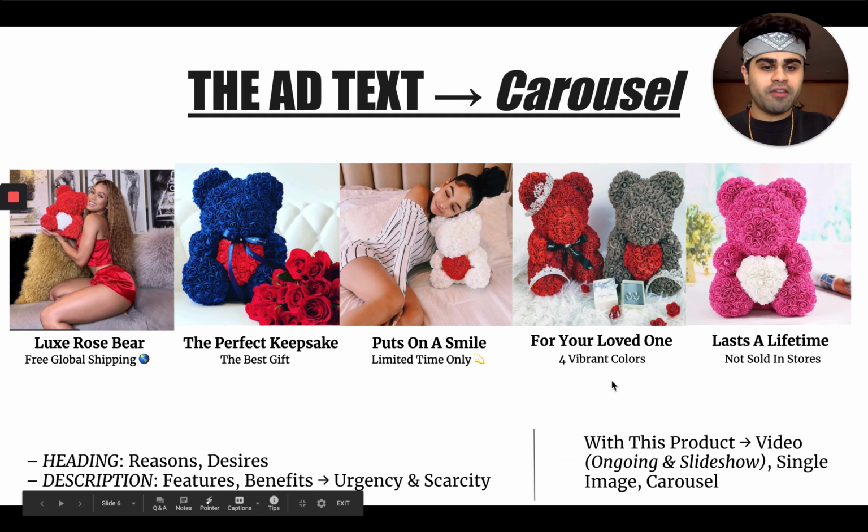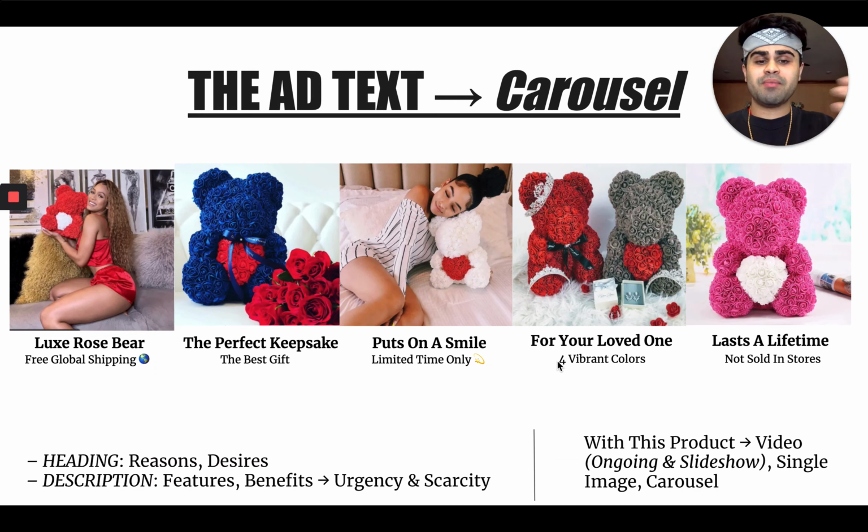Over here, the fourth one, for your loved one, 4 vibrant colors. By the way, this is letting people know that there are more colors. There's not just red or gray. And then the last one is last a lifetime, not sold in stores. Here is your only chance to get this bear.